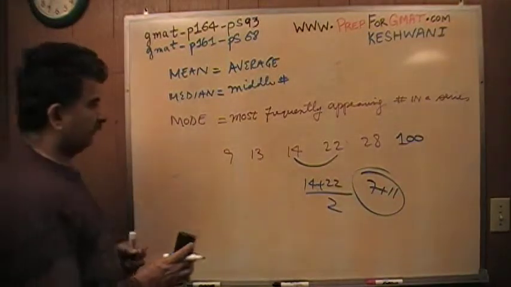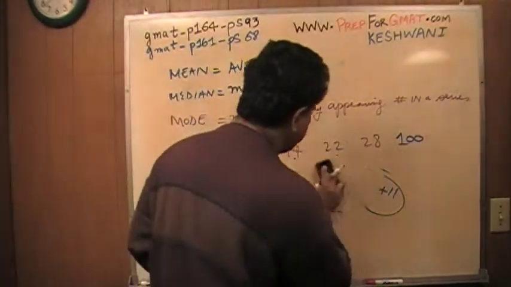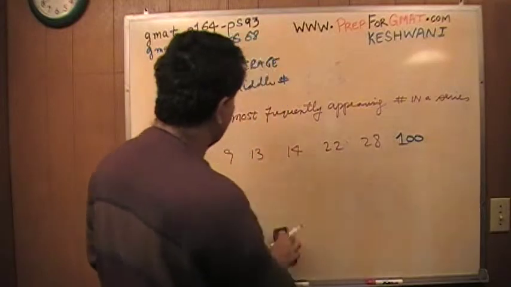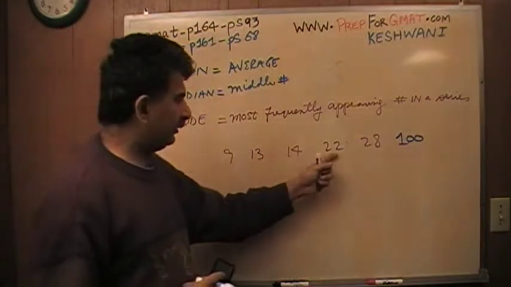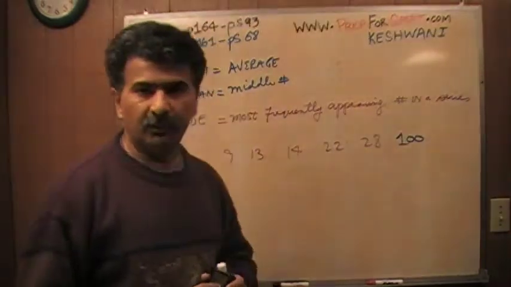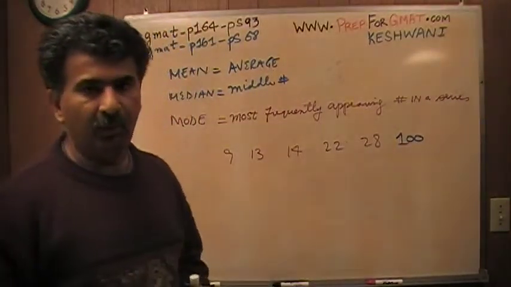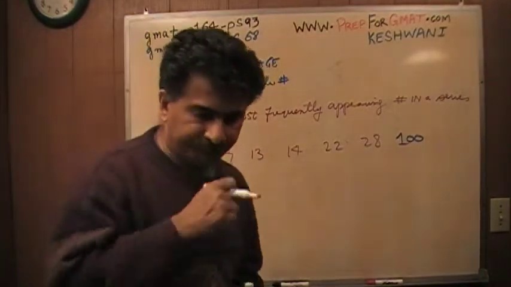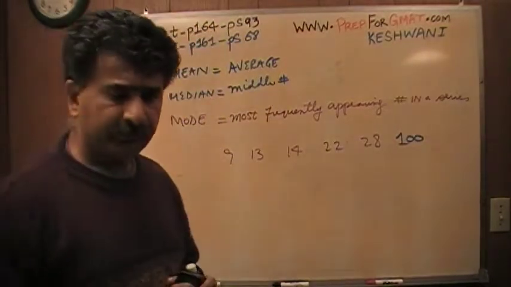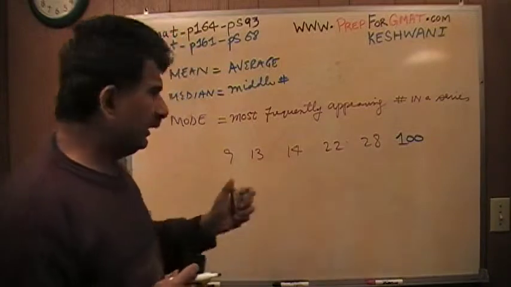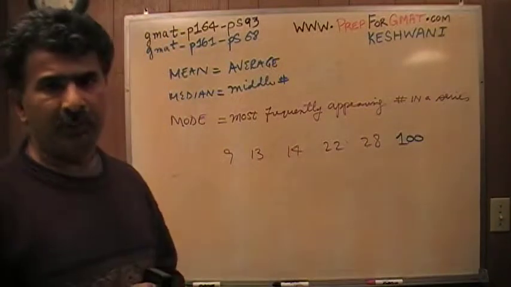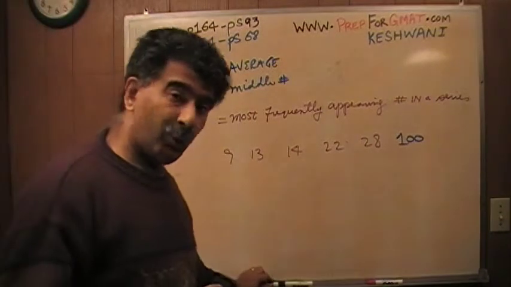Let's talk about this concept, mode. What is the mode of this series? 9, 13, 14, 22, 28, and 100. What's the mode? It has no mode, because the definition of mode is the most frequently appearing number in the series. Here, each number appears equally frequently, namely once.